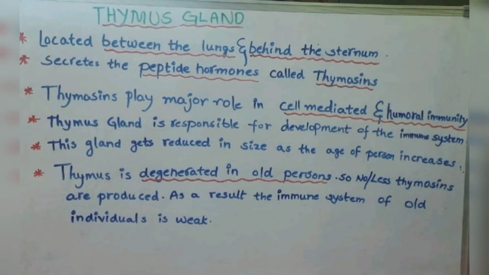The next one is the thymus gland. It is located between the lungs and behind the sternum. It secretes peptide hormones called thymosins. Thymosins play a major role in both kinds of immunity, that is cell-mediated and humoral immunity. The thymus gland is mainly responsible for the development of the whole immune system of the body. This gland gets reduced in size as the age of the person increases. It is degenerated in old persons, so no or fewer thymosins are produced. As a result, the immune system of old individuals is weak.